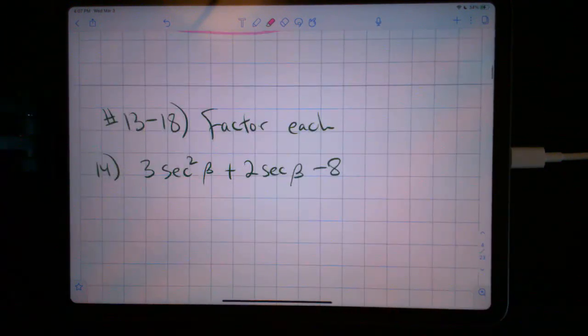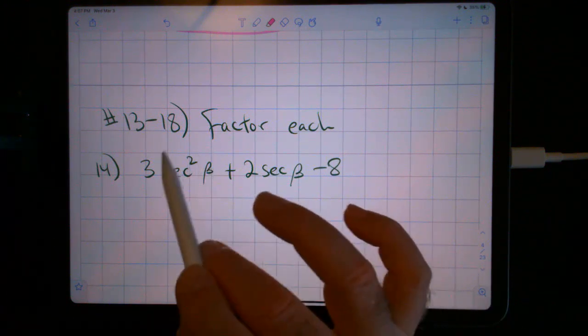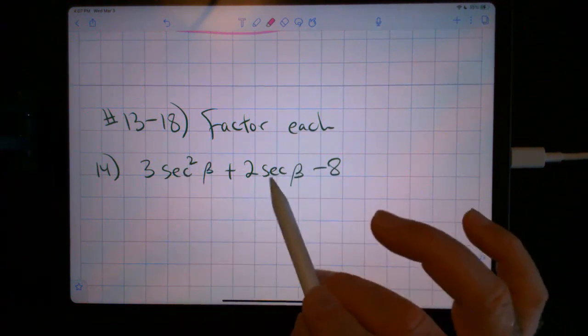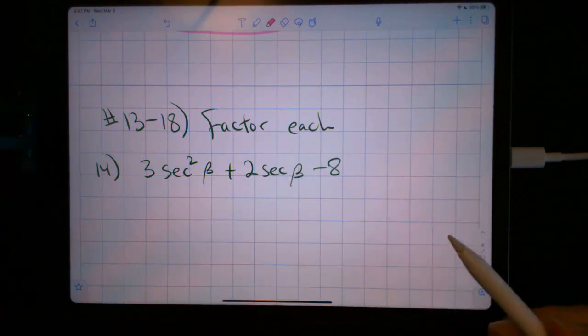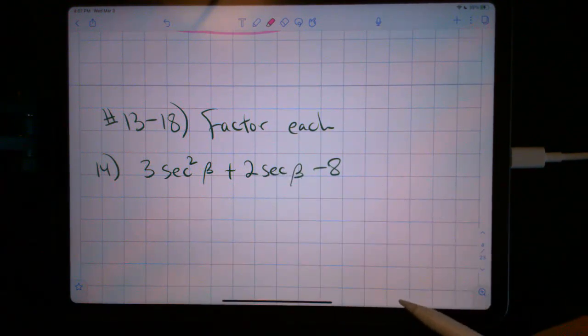Okay. Numbers 13 through 18. So this says factor each expression. Okay. So we're going to factor this. Well, let's factor by the AC method. Factor this by grouping. You could also factor this by the quadratic formula if you like. We have an unknown amount being squared, the exact same unknown amount to the first power. This is quadratic in form if I were to set this equal to 0.